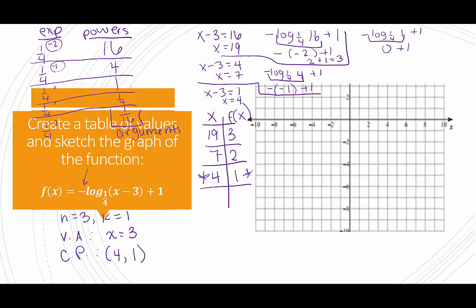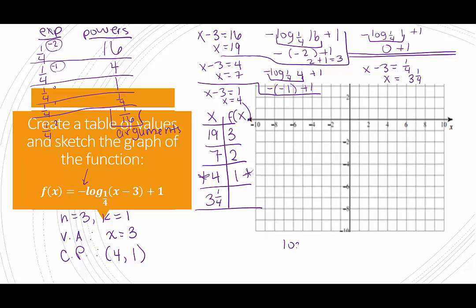Next, we would like an argument of 1/4. So what do we need to plug in for that? We have x minus 3 is equal to 1/4. I'm going to add 3 to both sides. We end up with 3 and 1/4. So I would like to plug in 3 and 1/4 next. I see we're getting closer to our vertical asymptote. That makes sense.